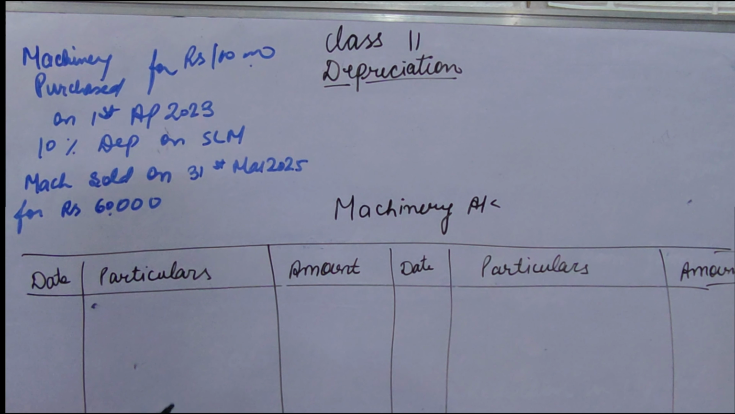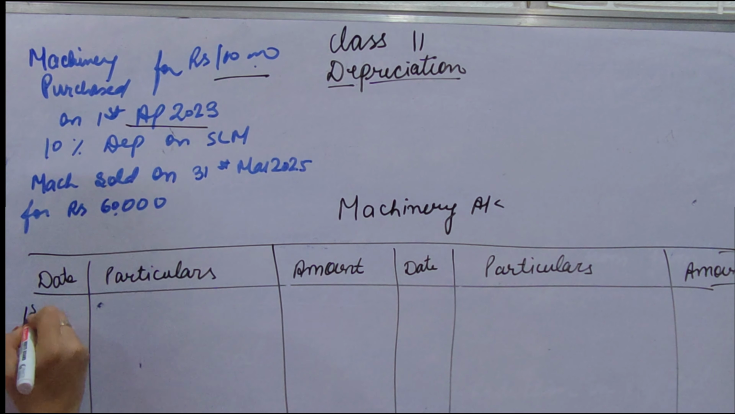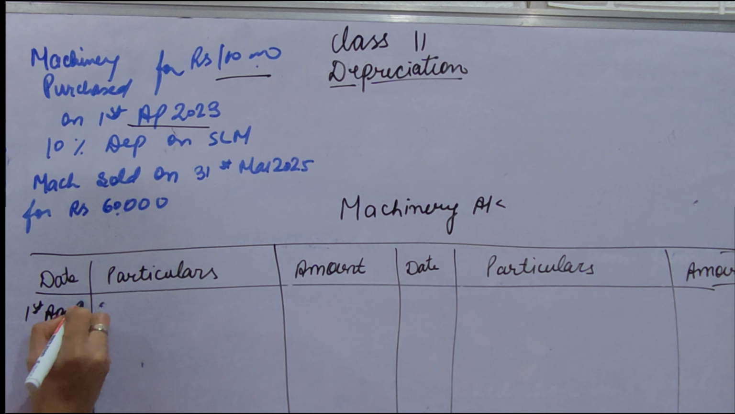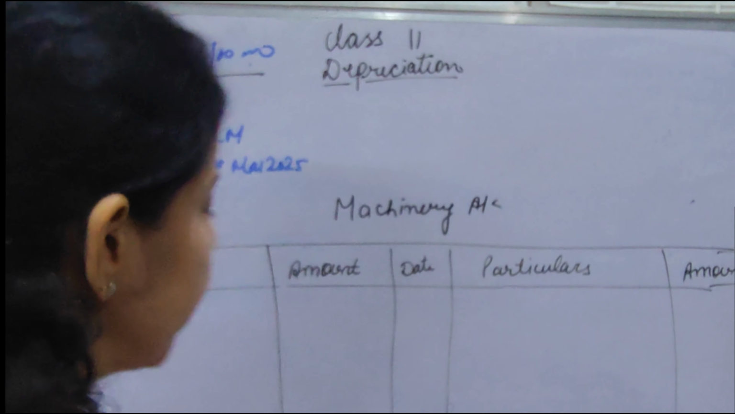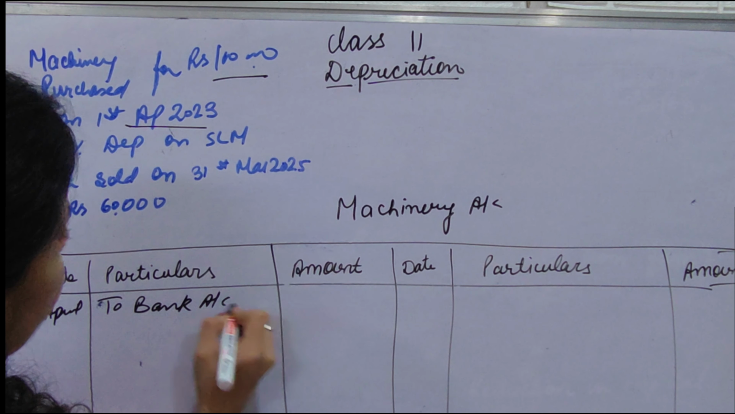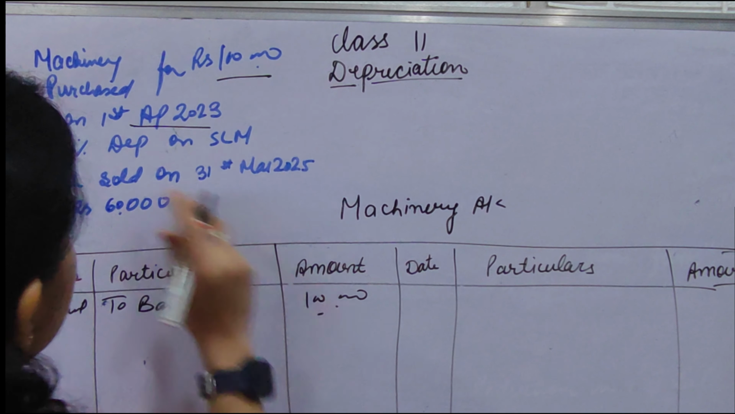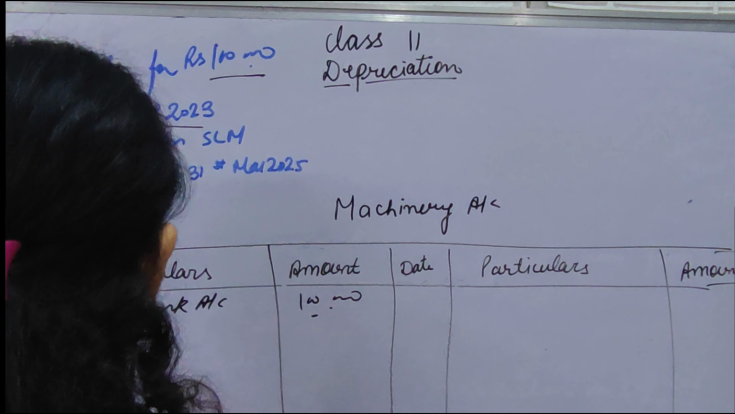First of all, machinery was purchased for 1 lakh on 1st April 2023. So the entry will be on 1st April 2023, on the debit side of the machinery account: to bank account, 1 lakh. 10% depreciation every year will be charged at the end of the year as per straight line method.